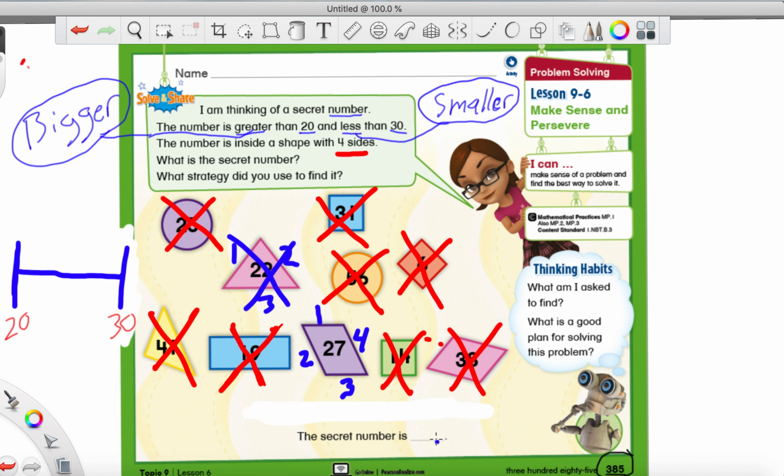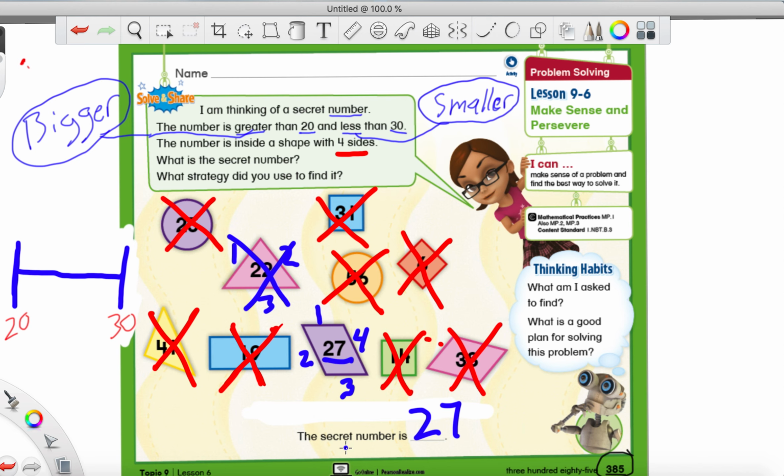Well, our secret number is the number 27. There is no other number that fits everything that they told us to look for. This is the only number that fits. And that's our answer. So we're just going to be using similar strategies throughout the rest of the lesson to solve and figure out some riddles and story problems.